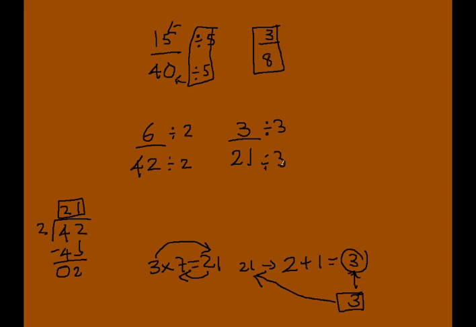So that means you can divide it by 3. Again, we're going to divide the top number and the bottom number here by the same number. So 3 divided by 3 gives you 1. 21 divided by 3 gives you 7. Here's another example. Let's say that you have 8 over 9 and they want you to reduce it.